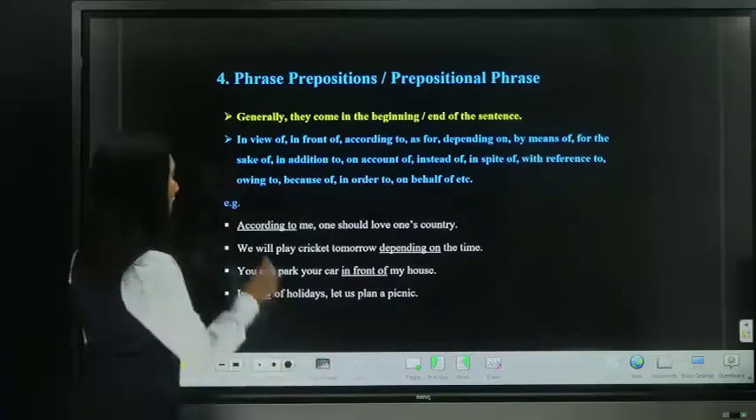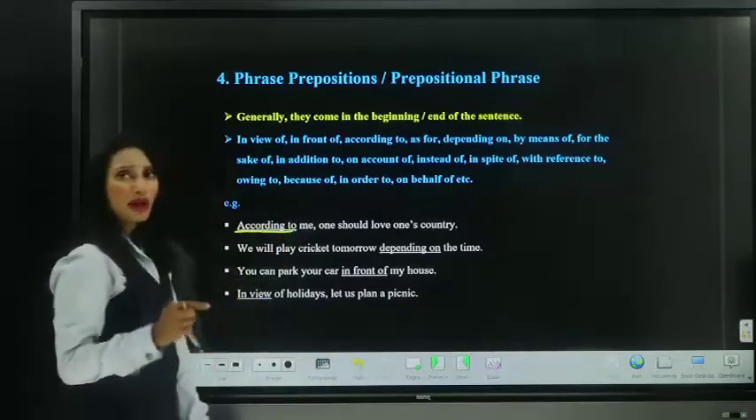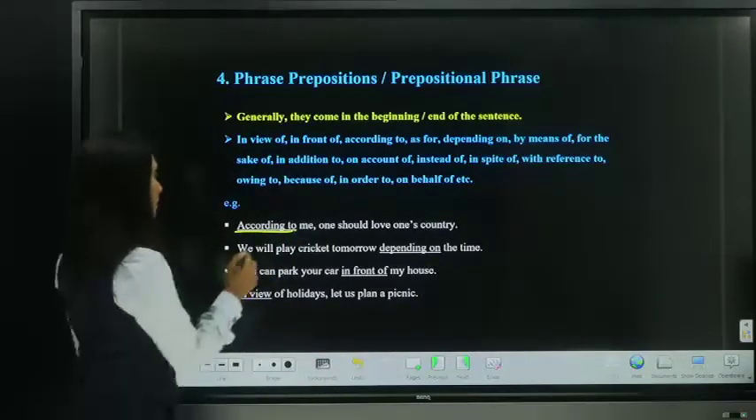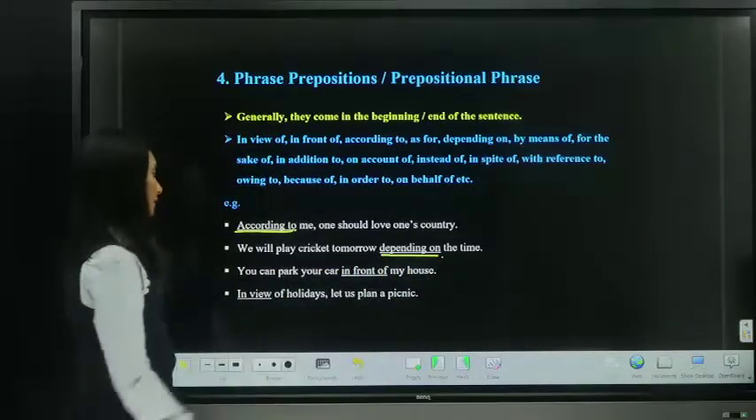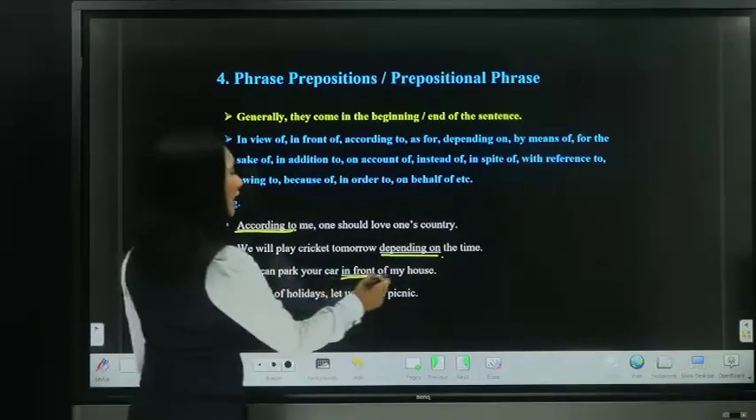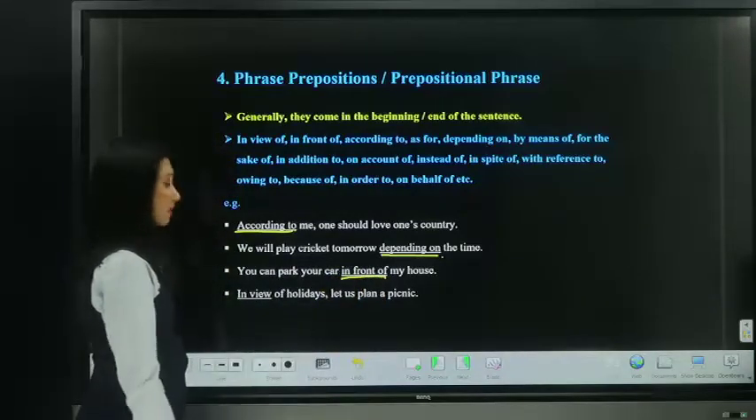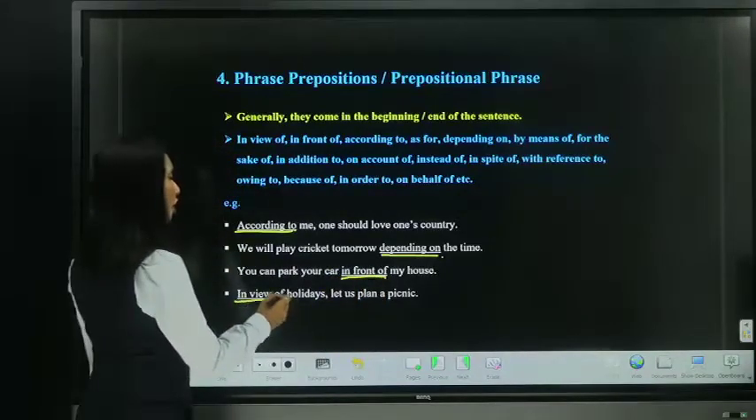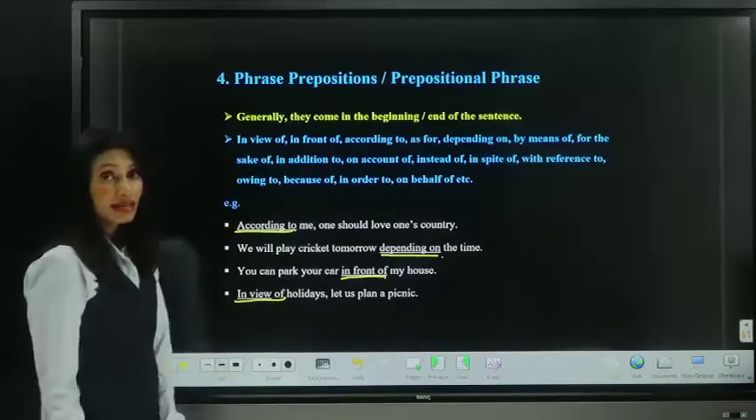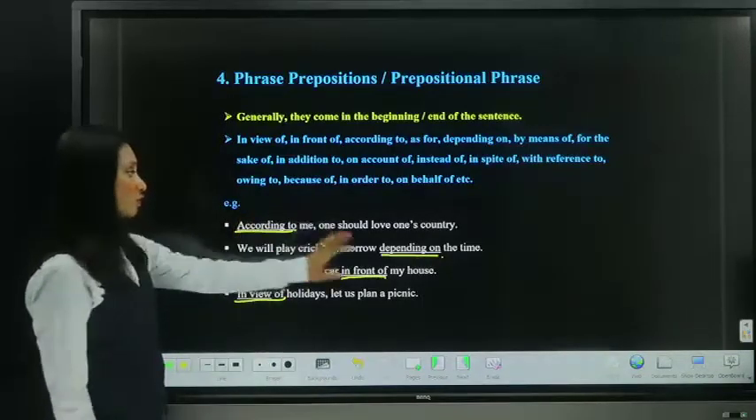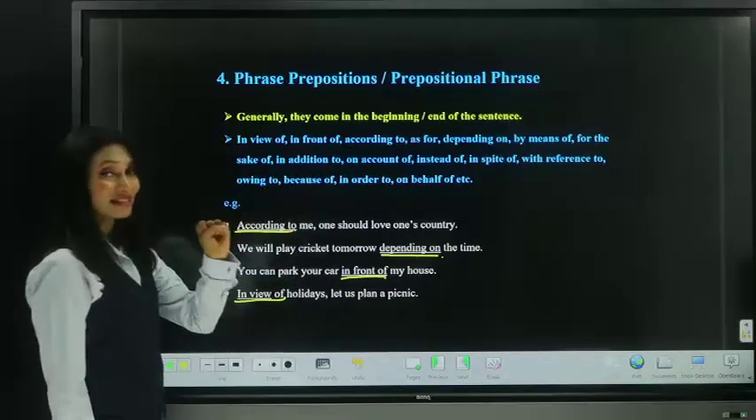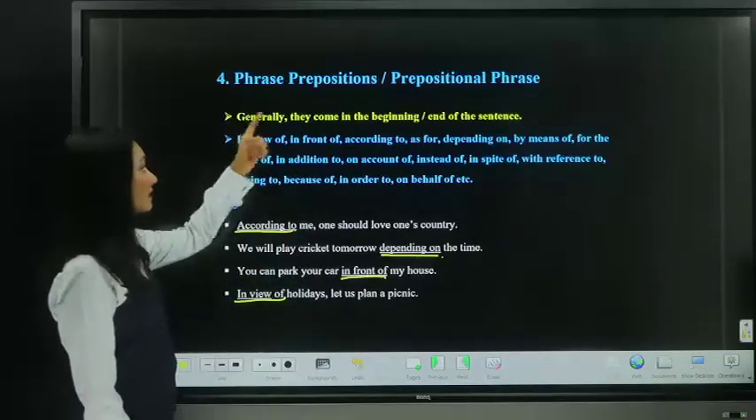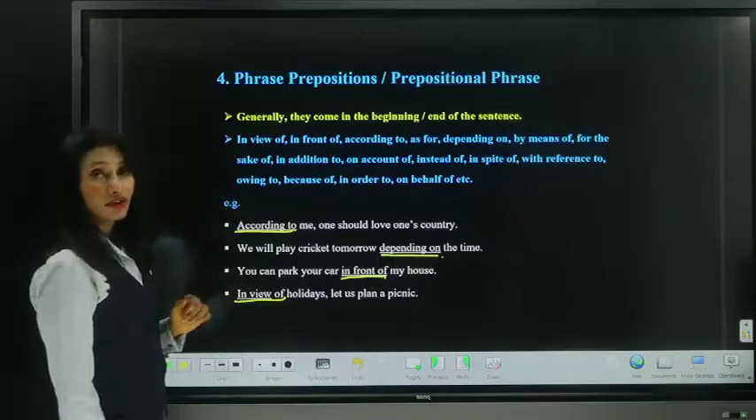For example, according to me, one should love one's country. We will play cricket tomorrow depending on the time. You can park your car in front of my house. In view of holidays, let us plan a picnic. So according to, depending on, in front of, in view of, all these are phrases. A group of words that act as a single preposition is called phrasal prepositions.